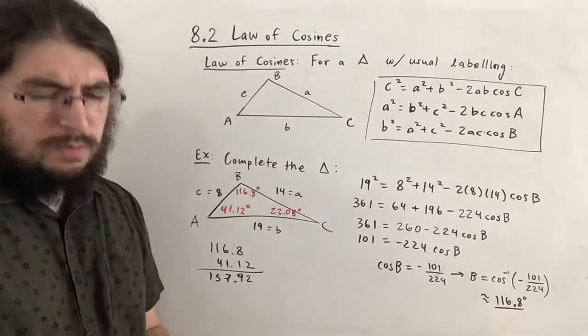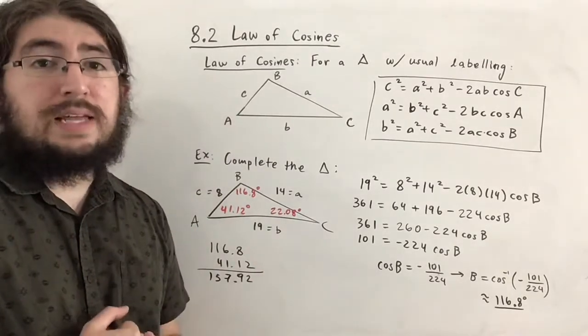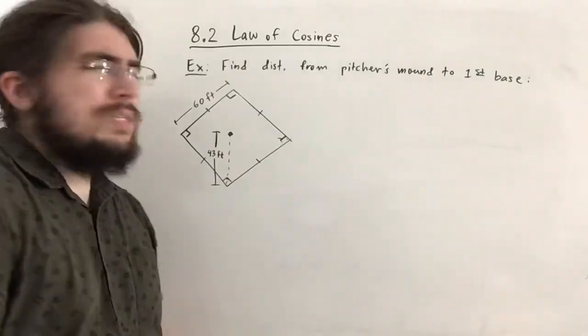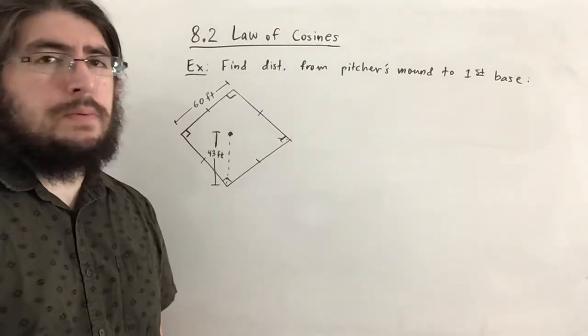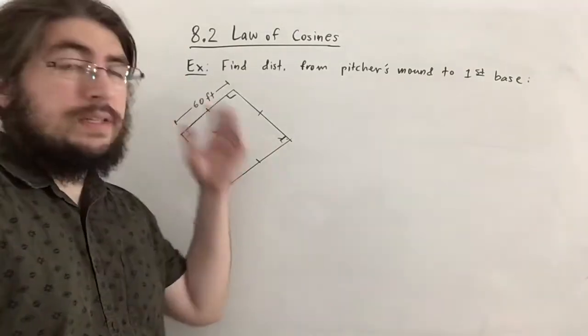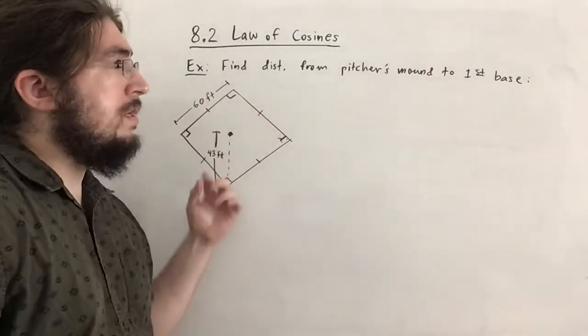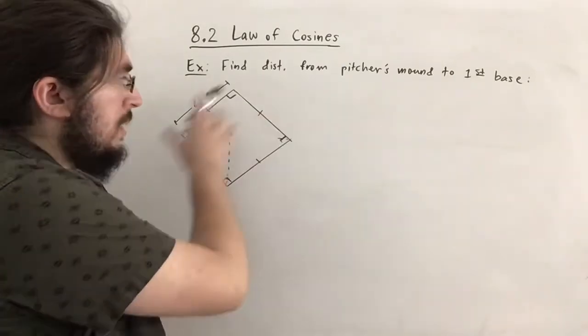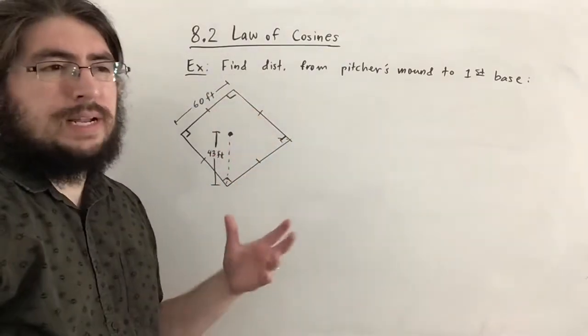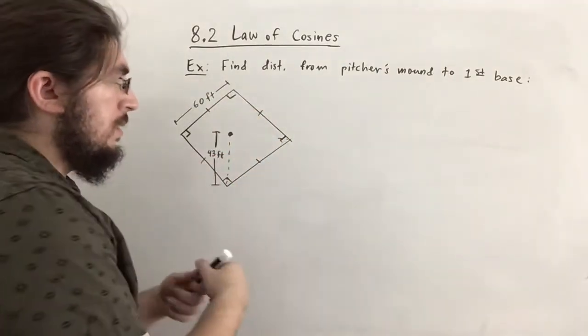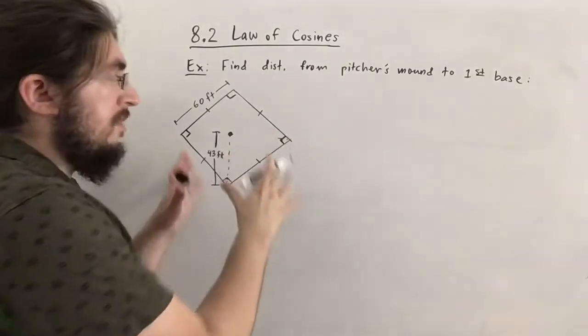Okay, so I think we're going to do maybe one more example, and then finally we'll move on to that area idea. Okay, so this problem is taken from an application problem. I'm drawing out the details for us, though. Basically we're asked to find the distance from the pitcher's mound to first base, where we're considering what is known as a baseball diamond, which is the main playing field for baseball.